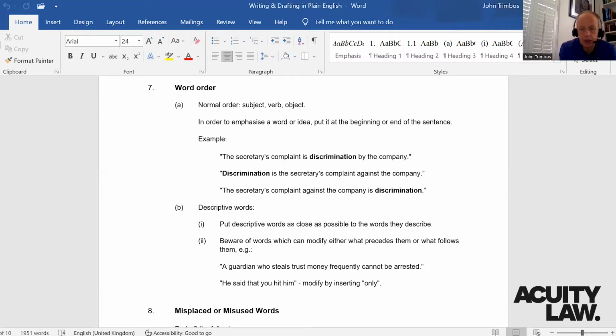He said that you hit him, but you can modify that by inserting the word only almost anywhere in the sentence, and it completely changes the meaning. Like, only he said that you hit him. Nobody else said that, only he said that. Or he only said that you hit him, and then he said nothing else all evening. Or he said that only you hit him, rather than you and all of your mates. Or he said that you only hit him and didn't do anything more extreme than that. Or he said that you hit him only, because normally you clobber loads of people when you're out drinking, but on this occasion you were really well behaved and you only assaulted one person down the pub, so well done for keeping your violent tendencies in check.